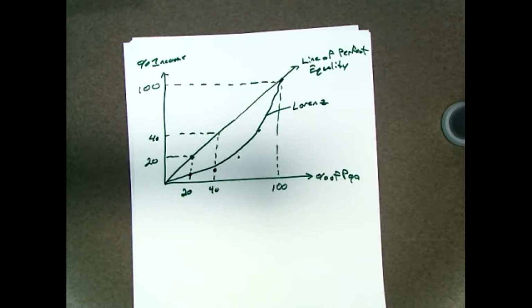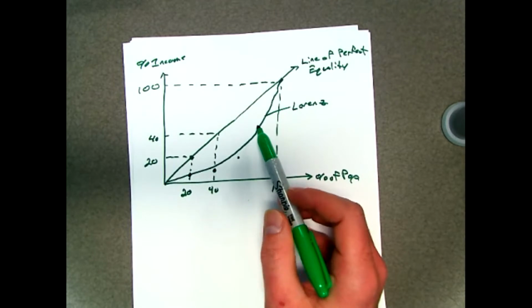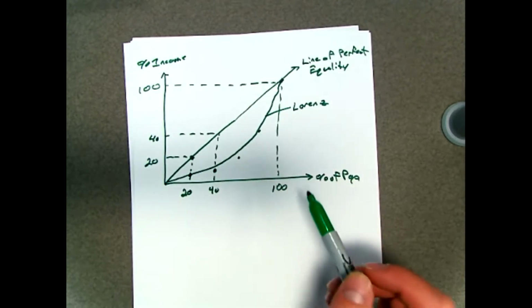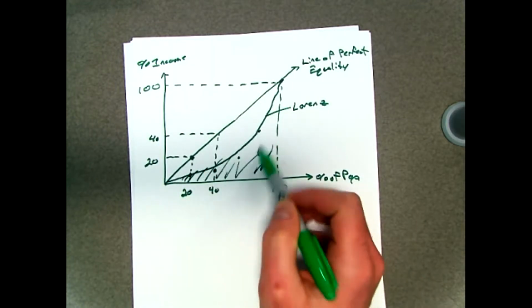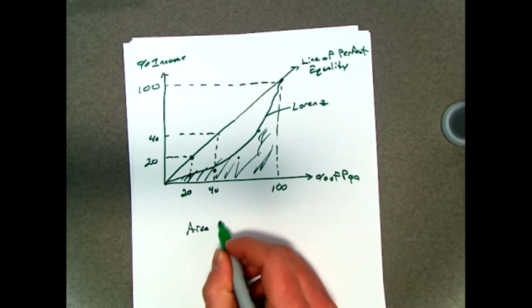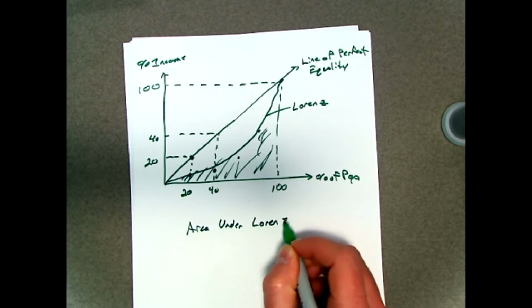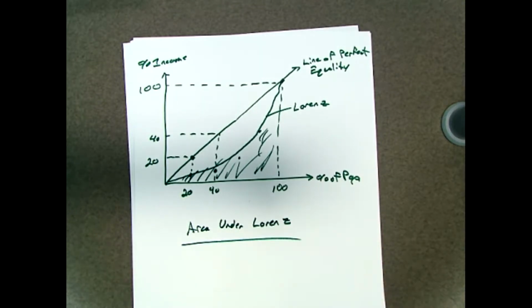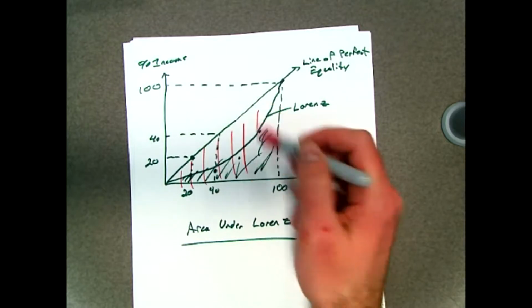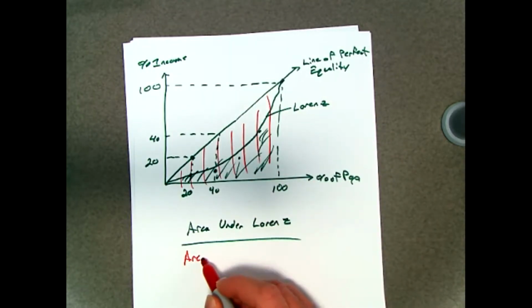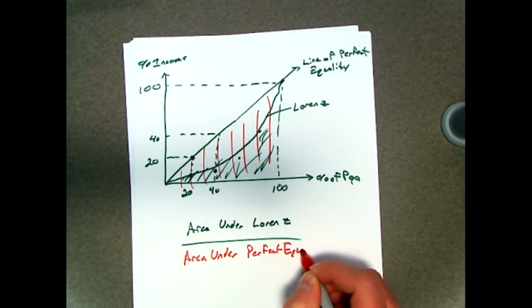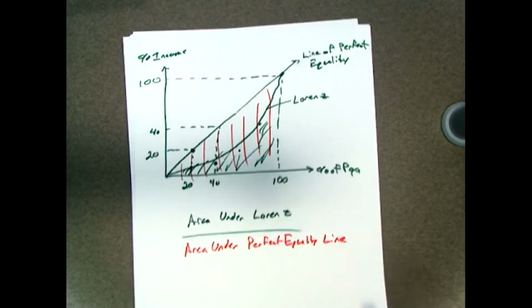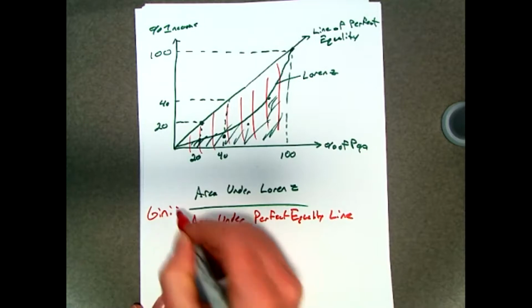So the Gini coefficient, we said, was basically the relative size of our Lorenz curve to this line of perfect equality. So we would have taken the area under our Lorenz curve and divided that by the total area under this line of perfect equality. So this was what we call this Gini coefficient.